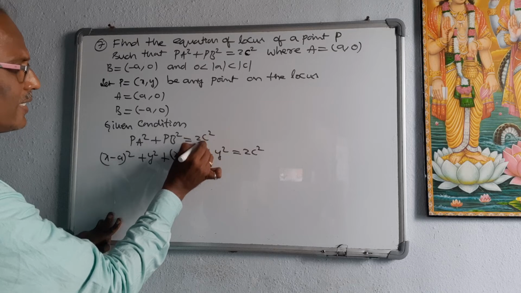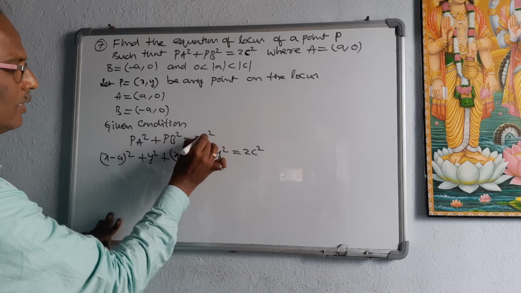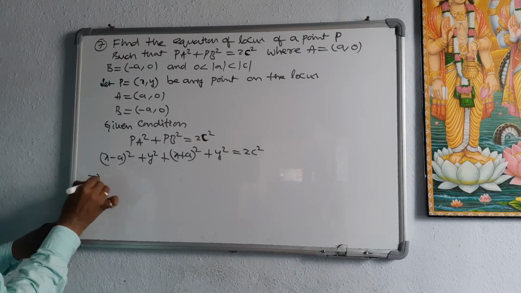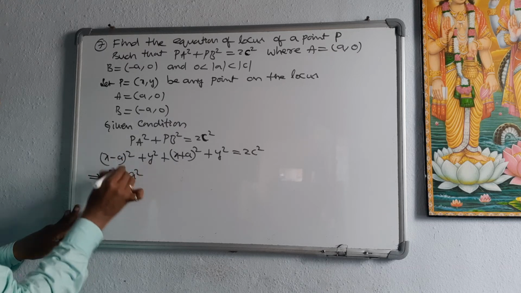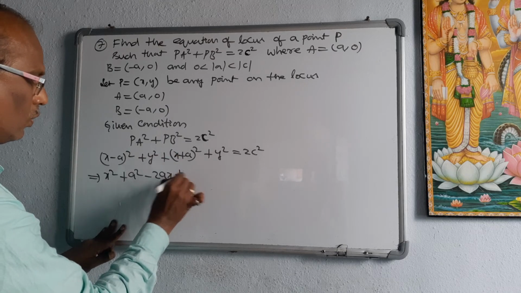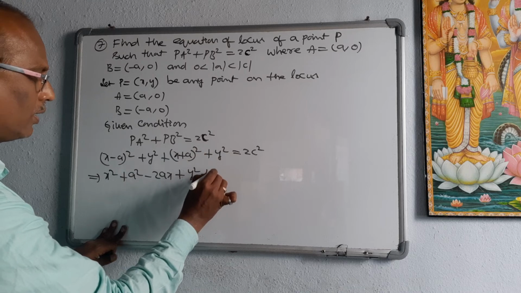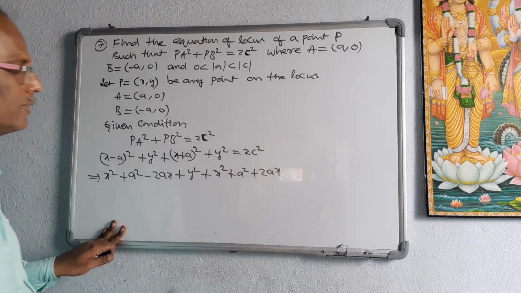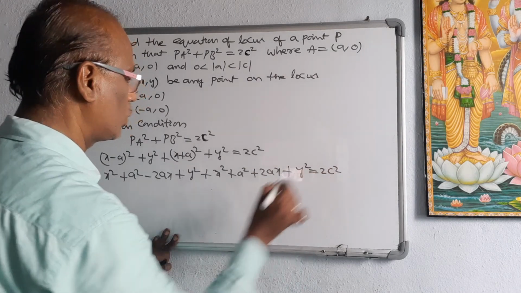Here c is a constant, it is not a vertex. Expanding, x minus a whole square, x square plus a square minus 2ax, plus y square, and x plus a whole square, x square plus a square plus 2ax plus y square, equal to 2c square.